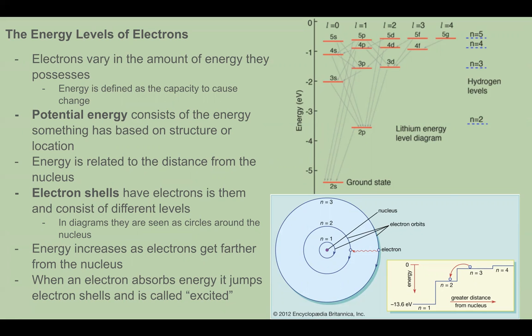In this diagram, you can see that they are seen as circles around the nucleus, and in most diagrams, that's what they are shown as. Now, energy increases as electrons get further from the nucleus. When an electron absorbs energy, it jumps electron shells, and it is called an excited state. Now, eventually, it does drop down, and that releases a photon, but that's more information for a later topic.